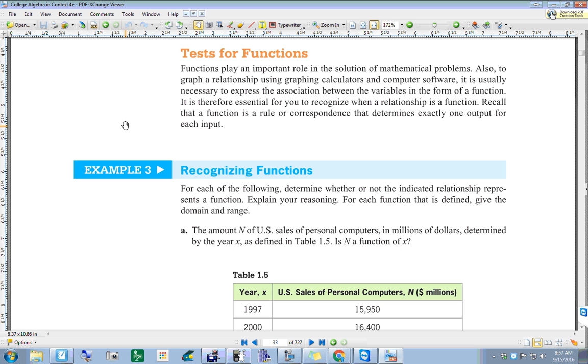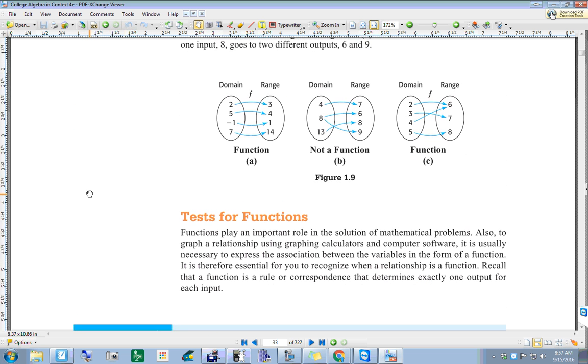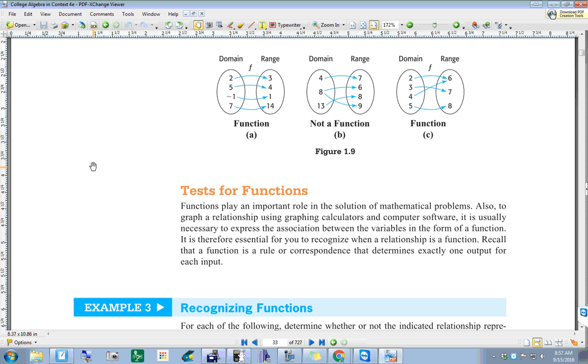Tests for functions. Okay. If I take a look at this, A is a function. If I take a look at the first one there and I say, where does 2 go? 2 goes to what? Does 2 always go to 3? Yep. 5 always goes to 4, -1 always goes to 1, 7 goes to 14. I could care less how they calculate the numbers. I just know that that goes in, that's what I get out. Okay?